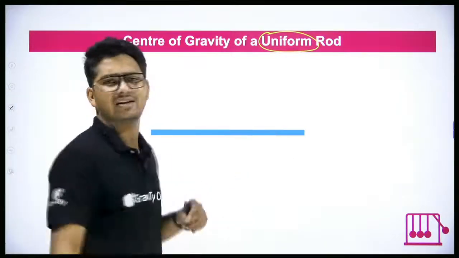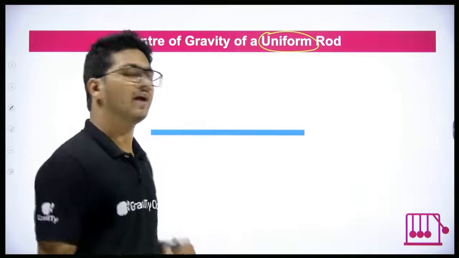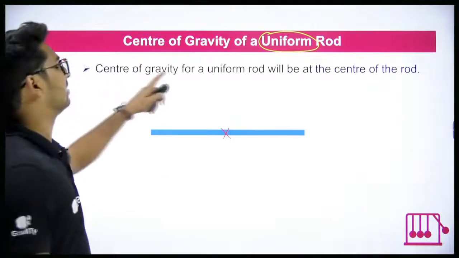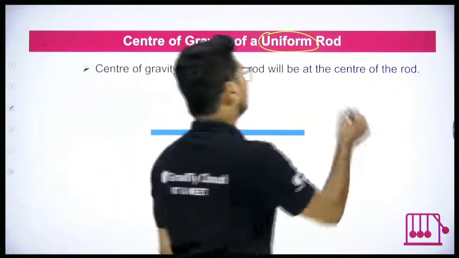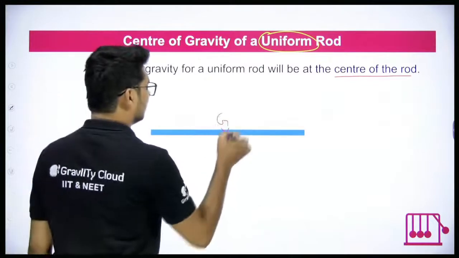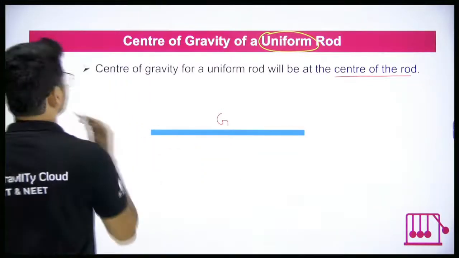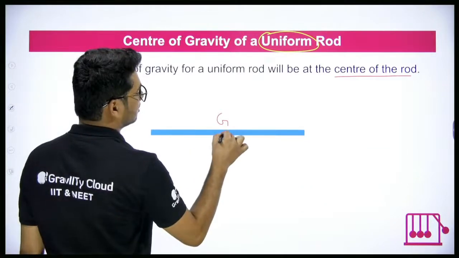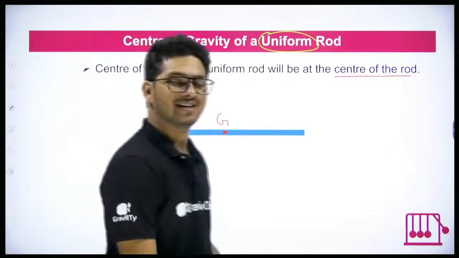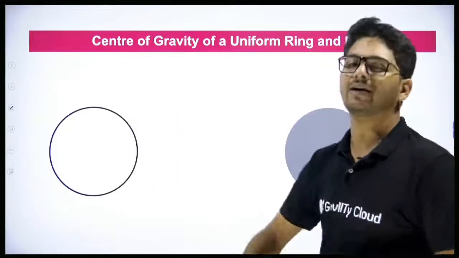If you take a scale, where will you balance it? At the center. So where is the center of gravity? At the center. So the center of gravity for a uniform rod will be at the center of the rod, and that's where it is going to be. It is just a point on the rod. Clear? Good.